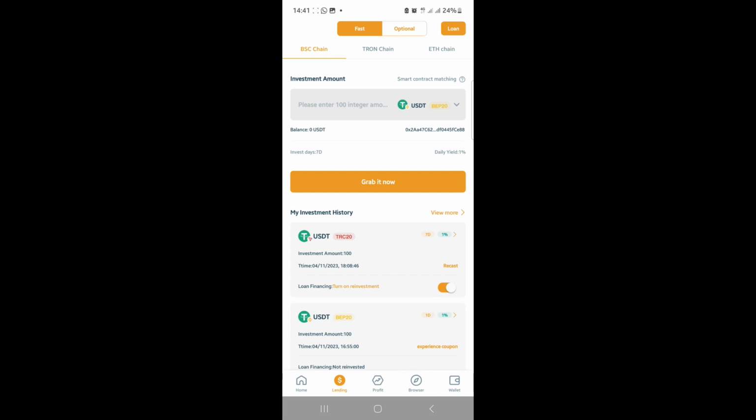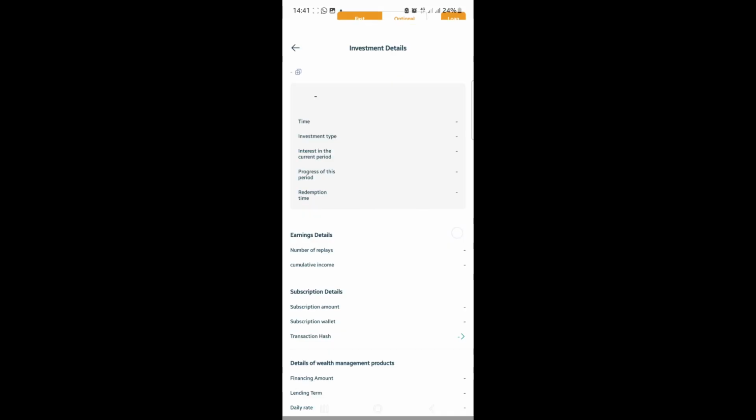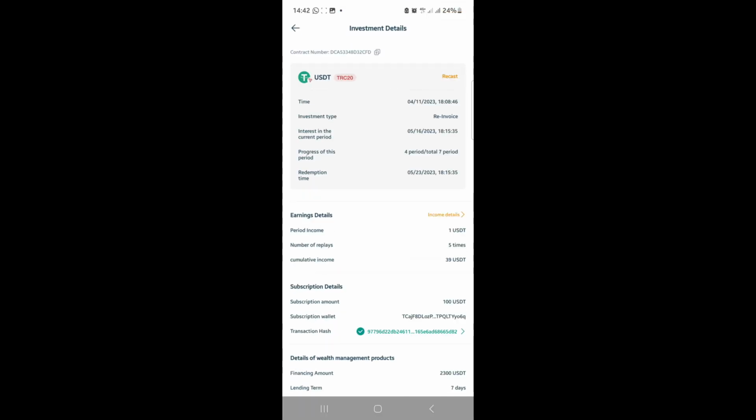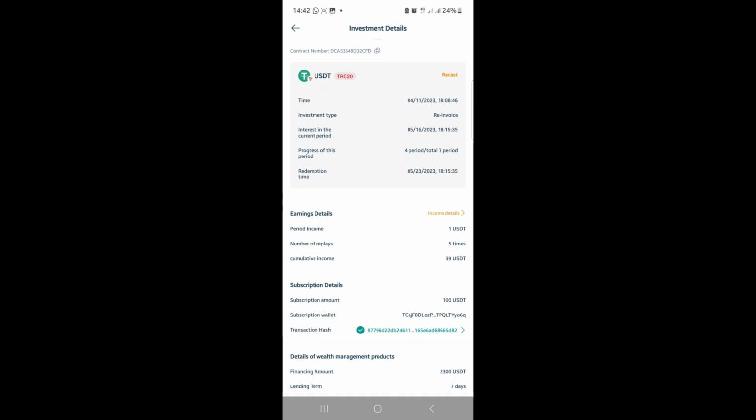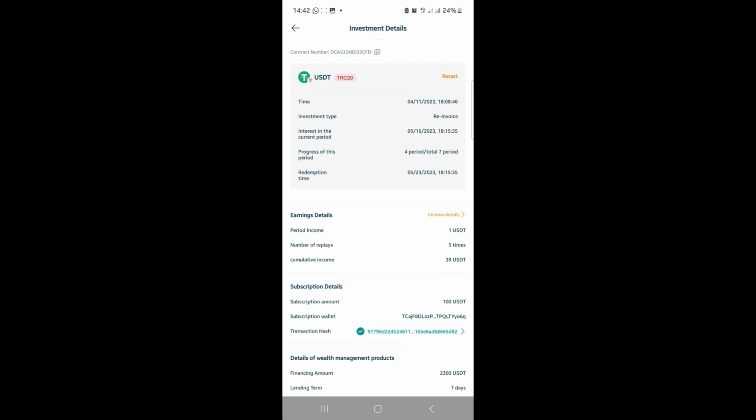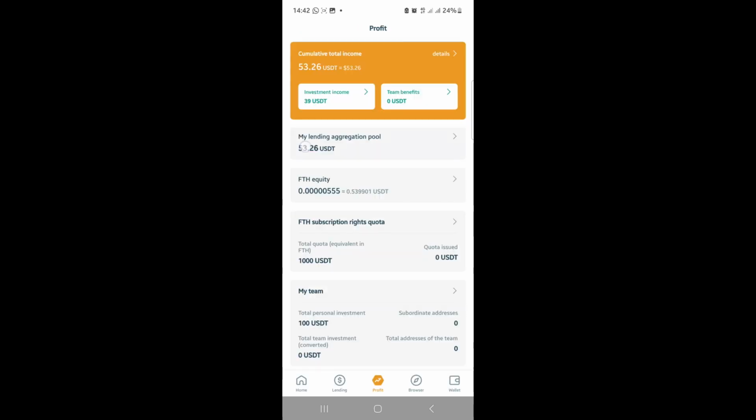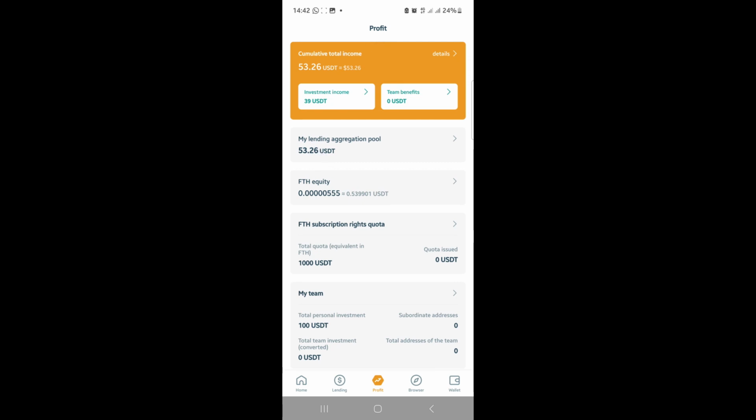To see more details about my investment and when I started, you go to this line. At the end, you can see this arrow. If I press this arrow, it will give me more details about my investment. I started on 11th April 2023, so up to date is about 40 days. I've already made 53.26 US dollars.